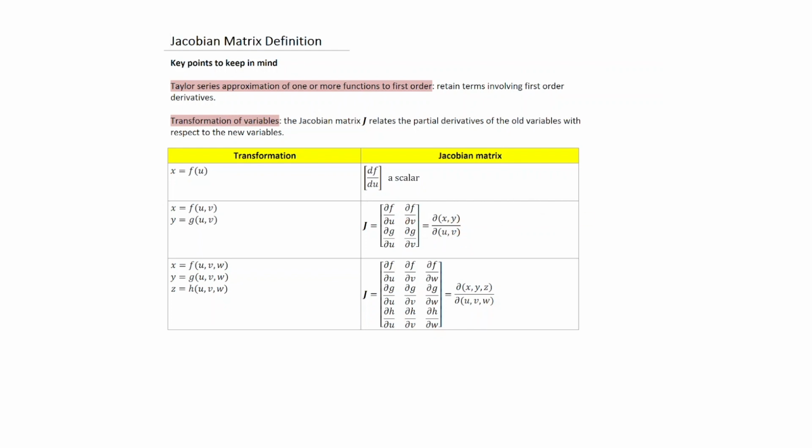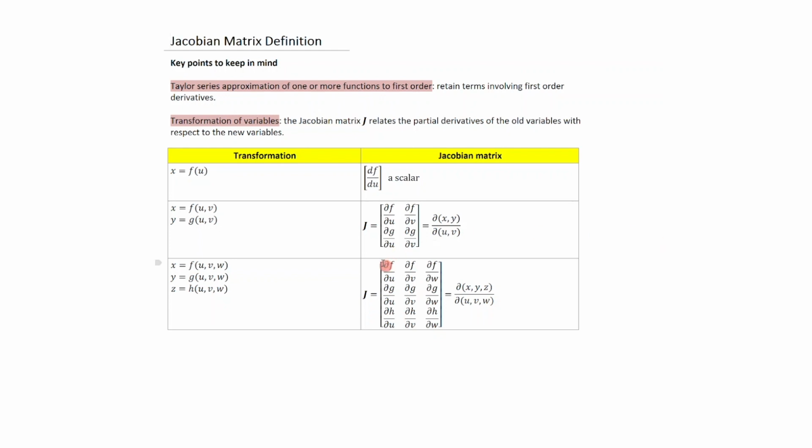If we're dealing with a three-variable system, as in this case here, then x would be a function of u, v, w, y is a function of u, v, w, and z would be a function of u, v, w. So in this case, we would be taking the partial derivatives with respect to u, v, and w for x, y, and z. So we go row by row.